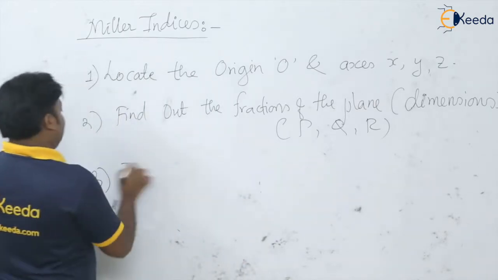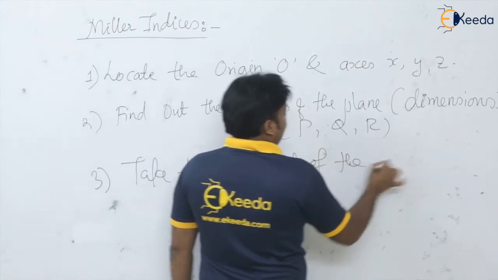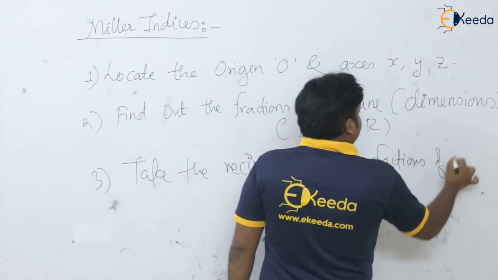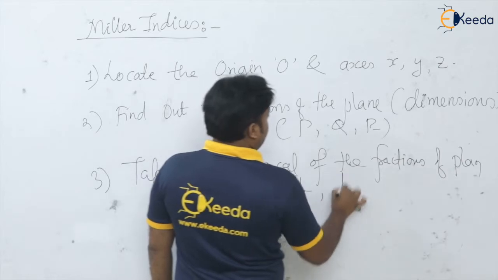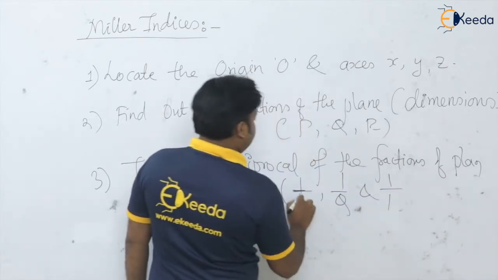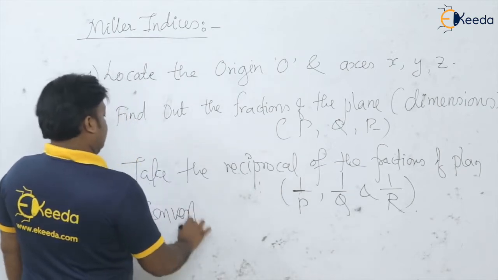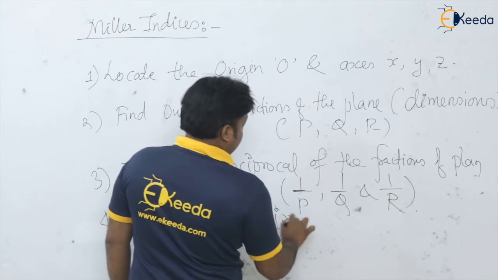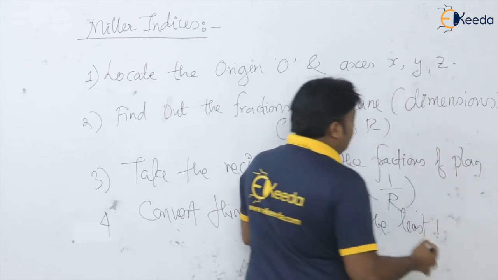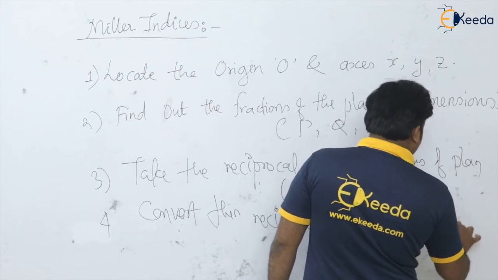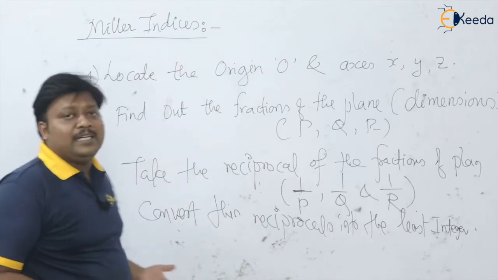Then take the reciprocal of the fractions of the plane. Very simple. That is, for x, y, z the intercepts are P, Q, R, then take the reciprocals 1 by P, 1 by Q and 1 by R, like this. And after that, convert these reciprocals into the least integers, least complete integers. Okay, so these are actually the rules to find out the Miller indices.